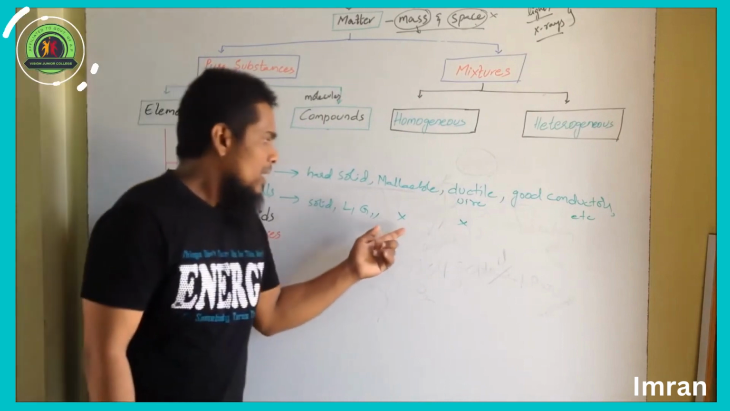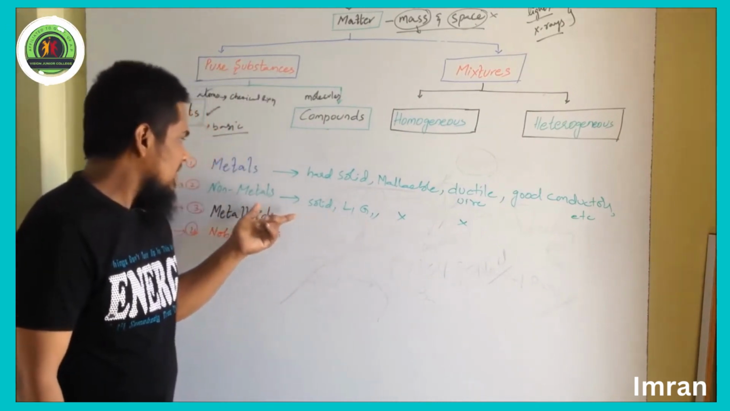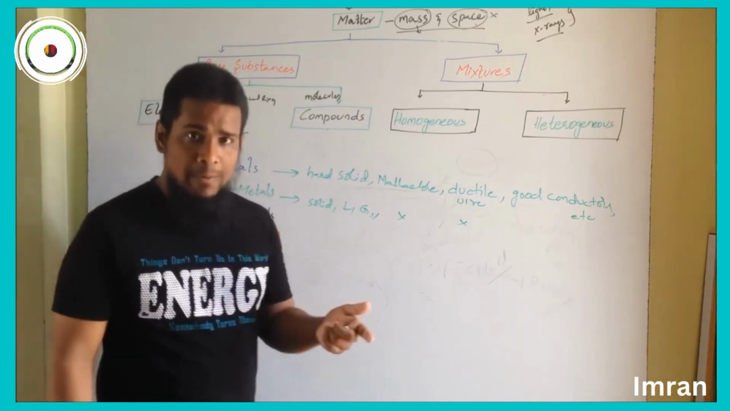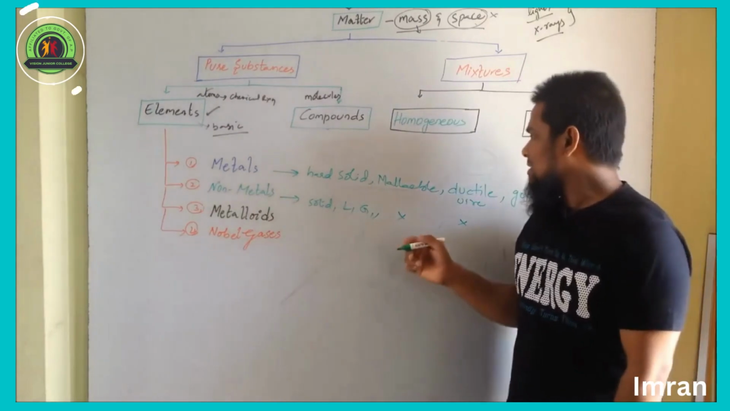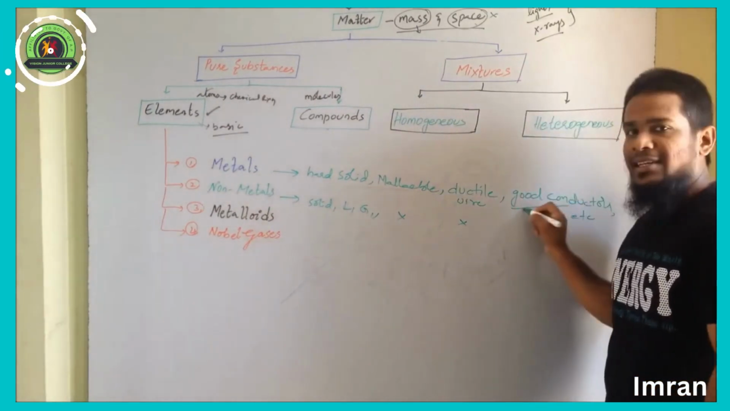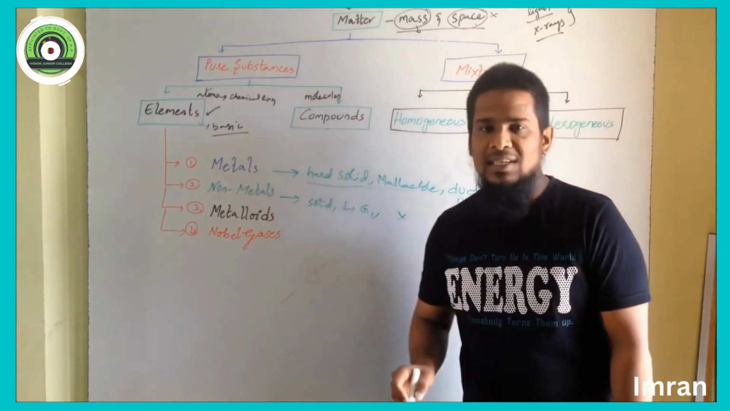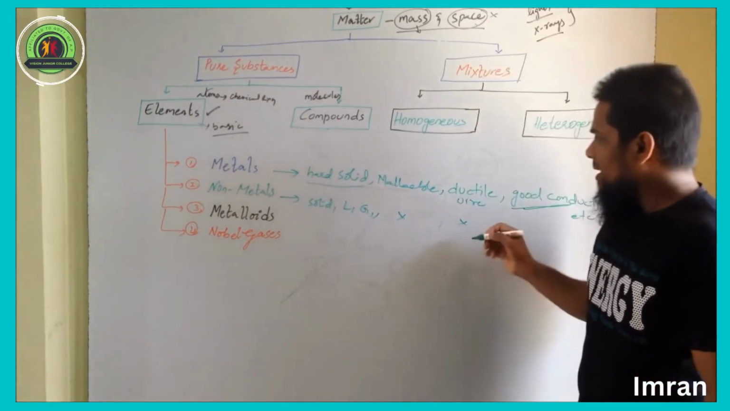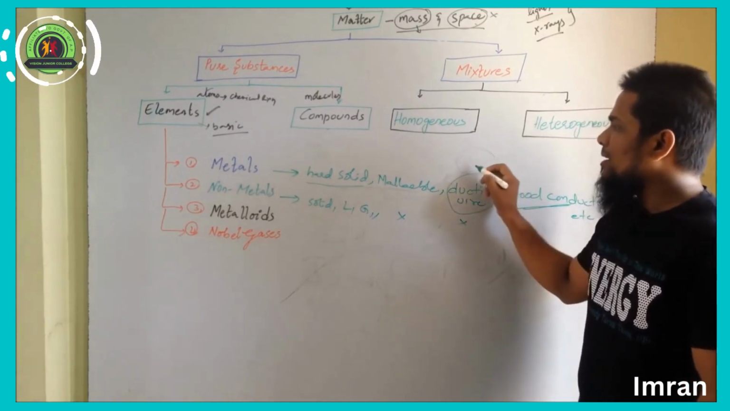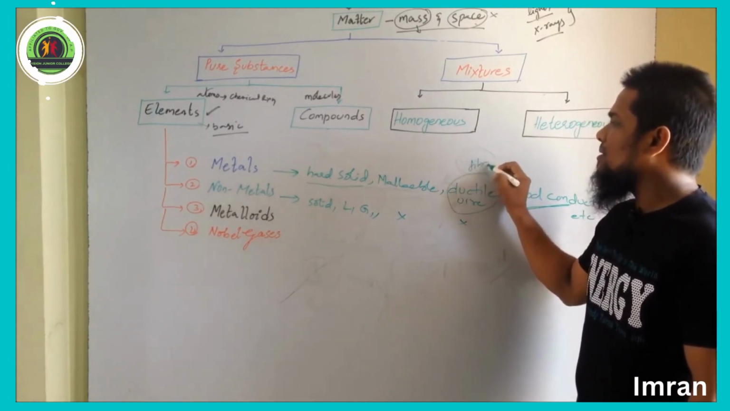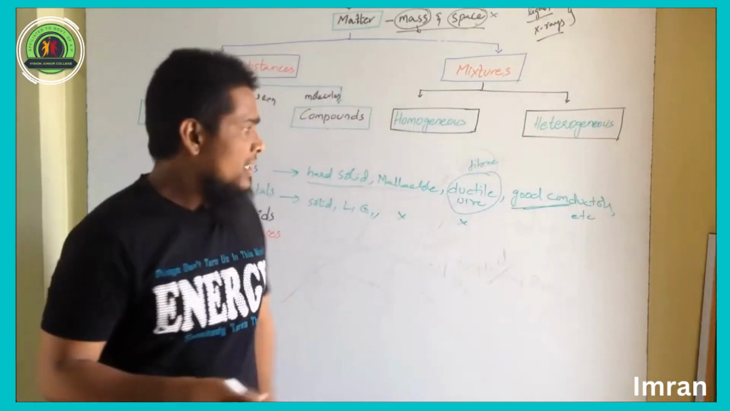Okay. Now again, some exceptions come in the case of non-metals. One exception is carbon. The allotropic form of carbon, graphite, is a good conductor of heat and electricity. Diamond is the hardest substance ever found. And one allotropic form of carbon, carbon fibers, is ductile in nature.